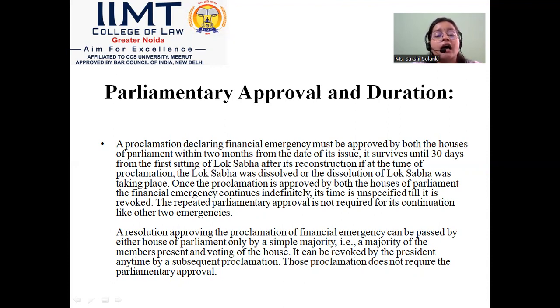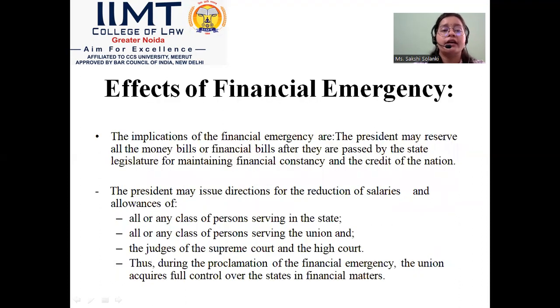Its time is unspecified till it is revoked. Repeated parliamentary approval is not required for continuation like the other 2 emergencies. This is a unique feature of this emergency. A resolution approving the proclamation of financial emergency can be passed by either house of parliament only by simple majority, that is, a majority of members present and voting in the house. It can be revoked by the president anytime by a subsequent proclamation. That proclamation does not require parliamentary approval.